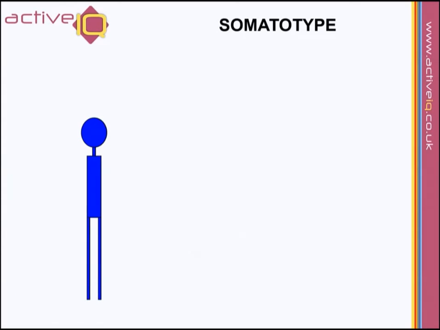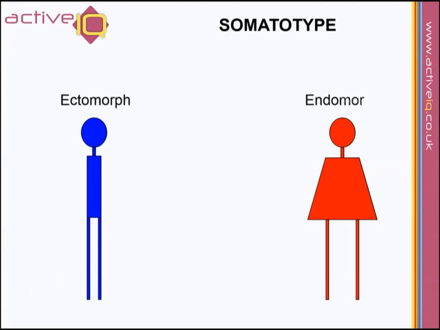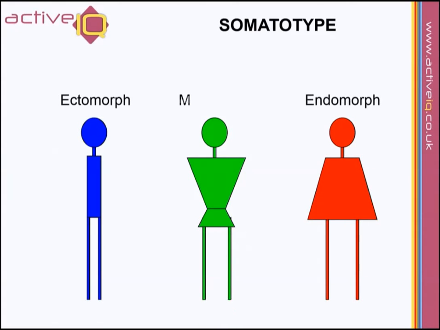We're going to look at something called somatotypes now. So somatotypes is quite simply just the way your body shape is. So we have on the left there an ectomorph in blue. Ectomorph is a typical tall, slim kind of build. These people tend to be really good at long distance cardiovascular events. If you look at people that win marathons, they're quite often ectomorphs.